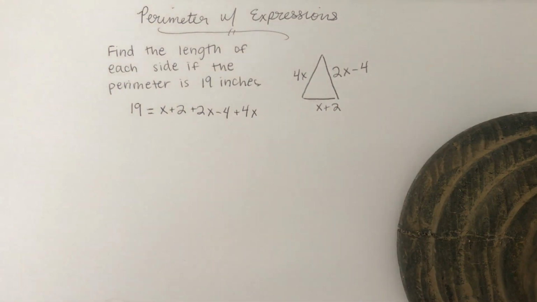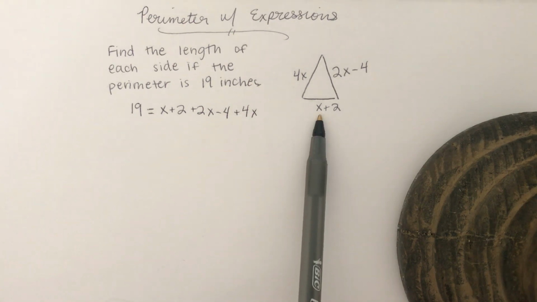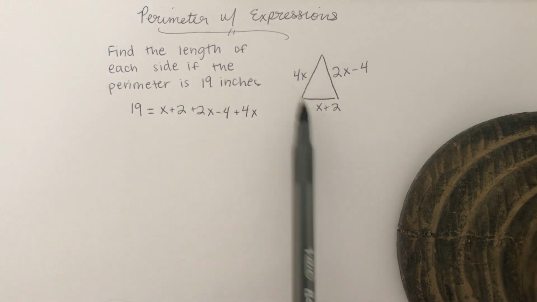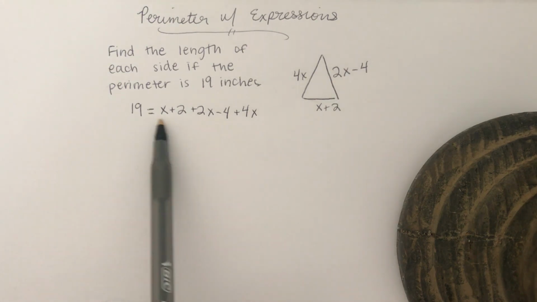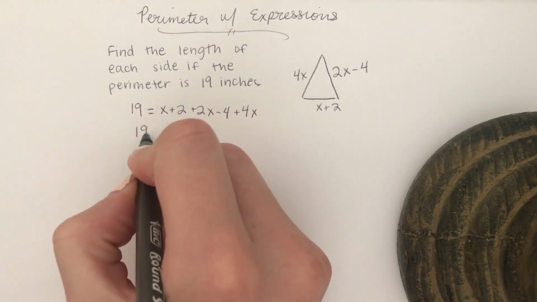So again, we're still using the same definition of perimeter, which is the total distance around the figure. It just looks a little different here since we don't have exact measurements for each of the sides, but instead we have expressions. But we still took all three of those sides, added them together, and set it equal to the total. So the next step here is going to be solving this.